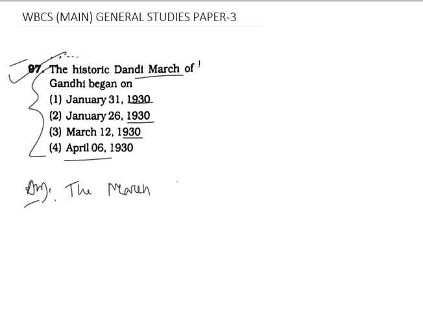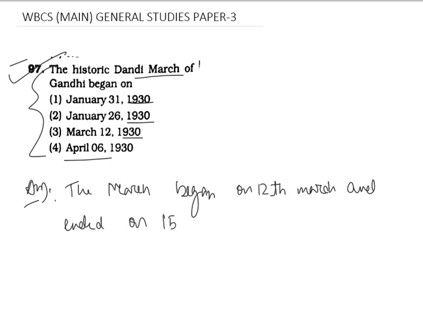The march began on 12th March and ended on 15th April 1930.